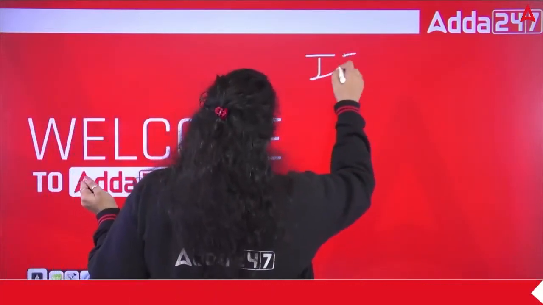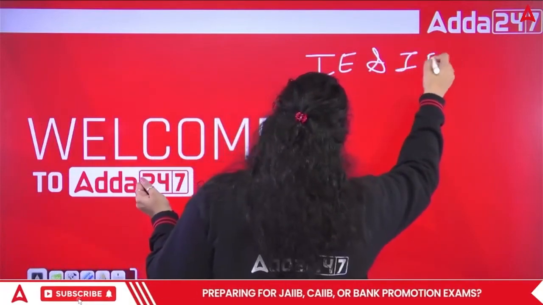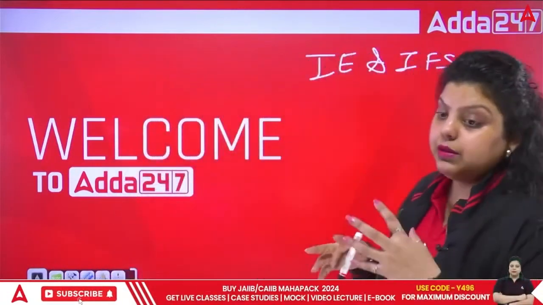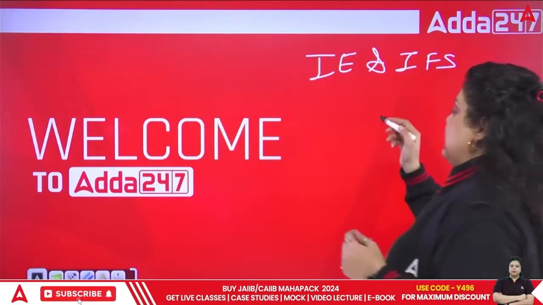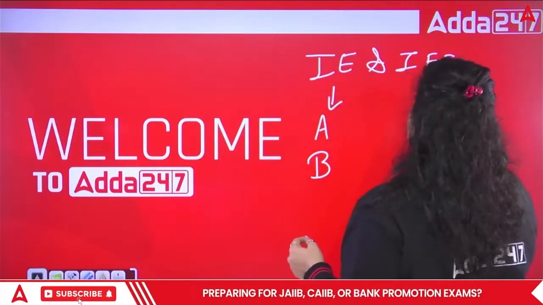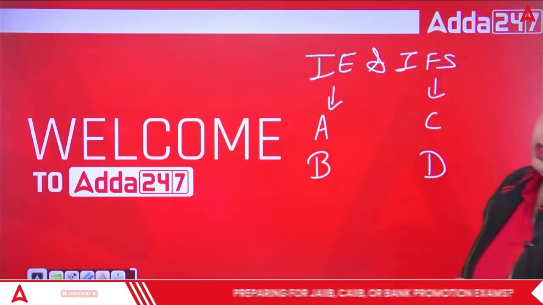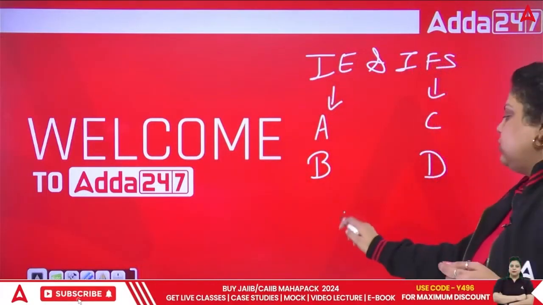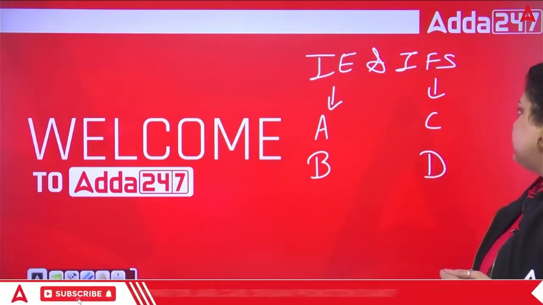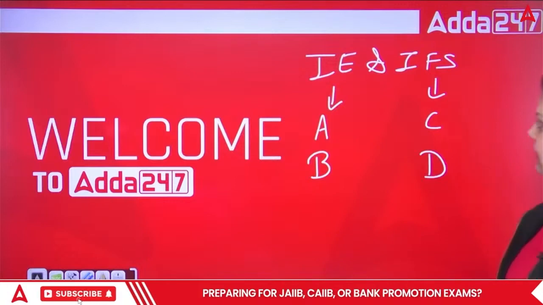So first of all, this is your new subject, IE and IFS, and it is a part of two subjects. The two subjects have been combined together to make this subject. Module A and B is part of your Indian Economy, and module C and D is part of your Indian Financial System. There are total 45 units.